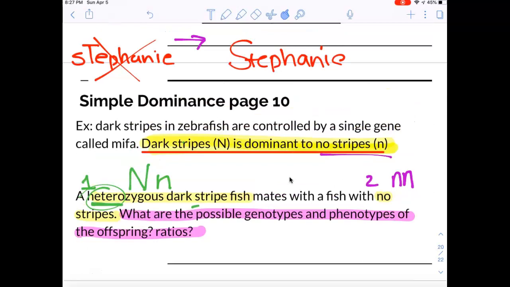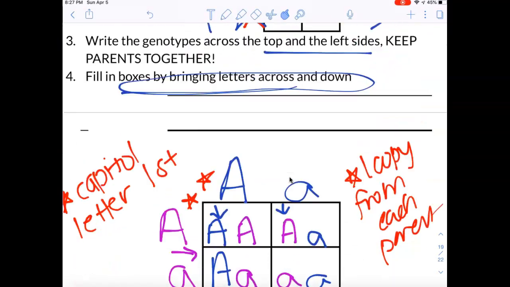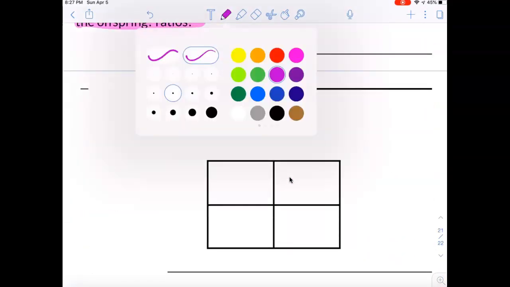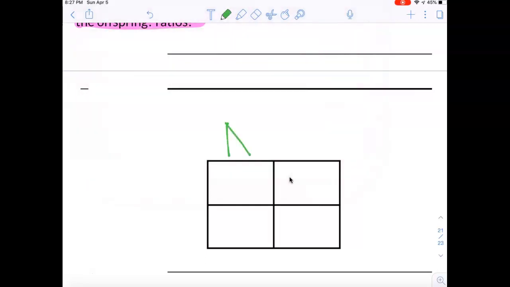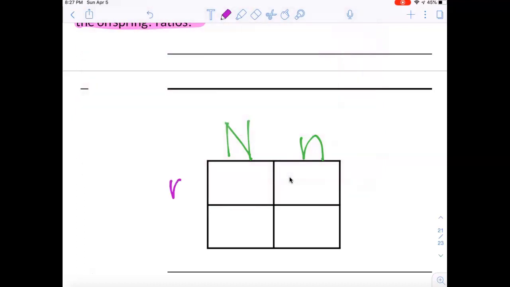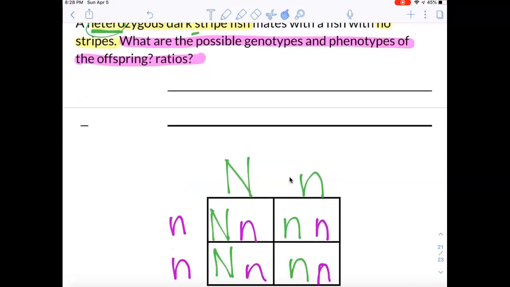Here's my Punnett square. I'm going to write the genotypes across the top and left sides, keeping the parents together. So I have parent 1, which was big N, little n, and parent 2, which is little n, little n. Again, I'm going to fill this in across and down, so I have little n moving across, big N moving down, little n moving down. Okay, so my Punnett square is filled in, but that doesn't answer the question.